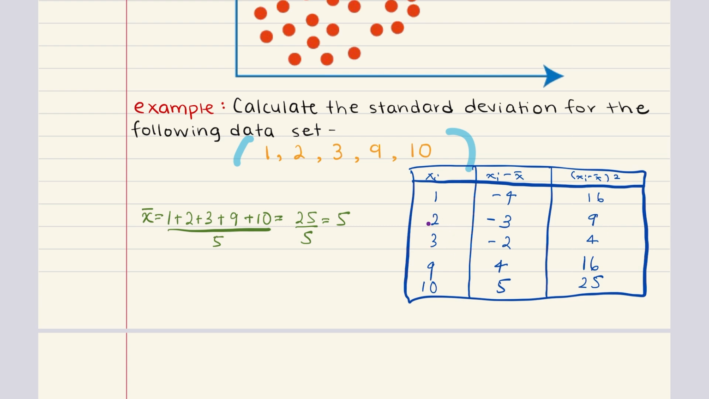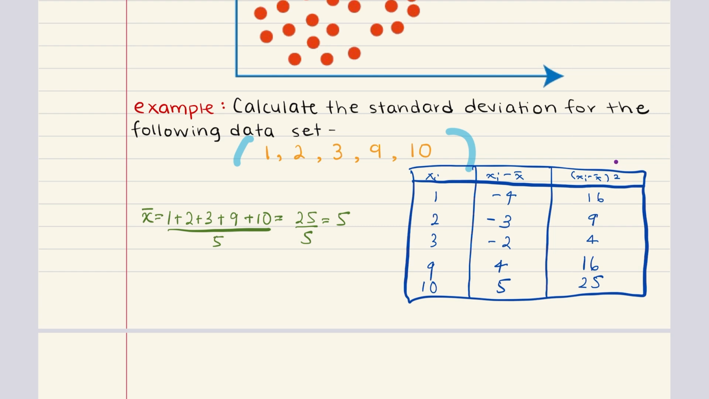Then we have our third value, 3. 3 minus 5 is equal to negative 2. Negative 2 squared gets us 4. Then for 9, 9 minus 5 is equal to 4. 4 squared is 16. And then finally, we have our value 10. 10 minus 5 is equal to 5. And 5 squared is equal to 25.